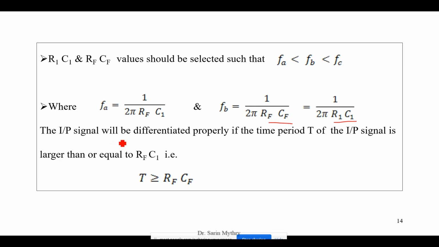So ultimately the input signal will be differentiated properly if the time period of the input signal is larger than or equal to this one. The time period of the signal also should be greater than RF into C1. Then only we can have a very good differentiation.